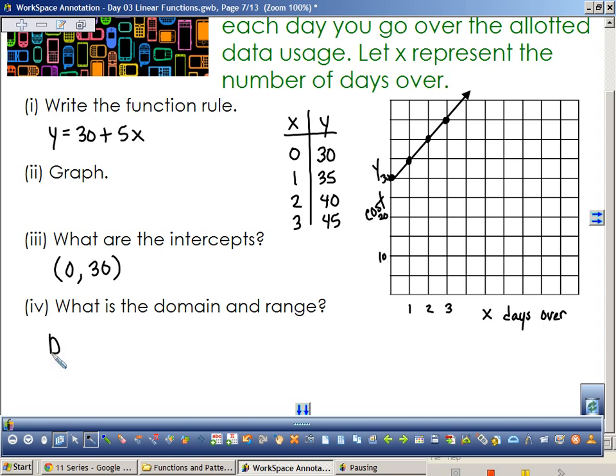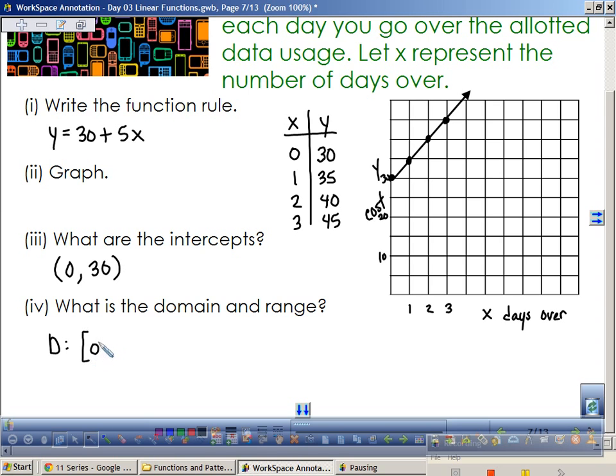Okay. And what's the domain and range? Who wants to do the domain? Okay, what's the domain? 0 to infinity. Right? What's the range? Nope, not the same thing. Where does it start? Oh, 30. It starts at 30. There's no values down here, right? So you got to start at 30 and then go where? Infinity. You guys got it?